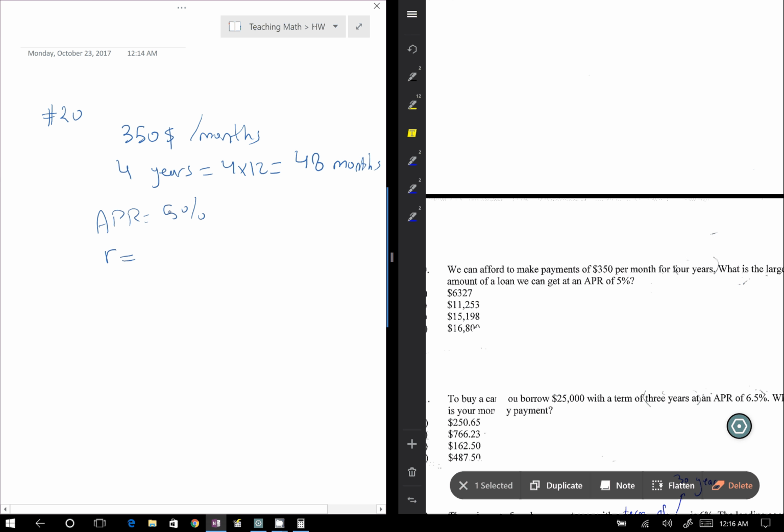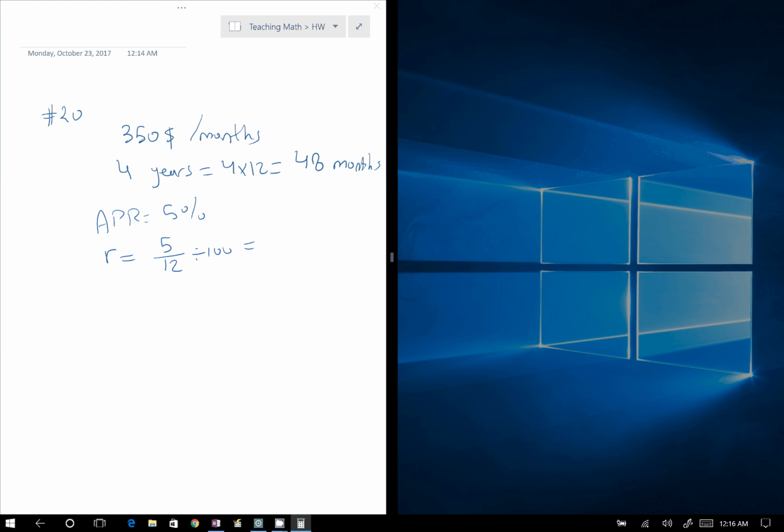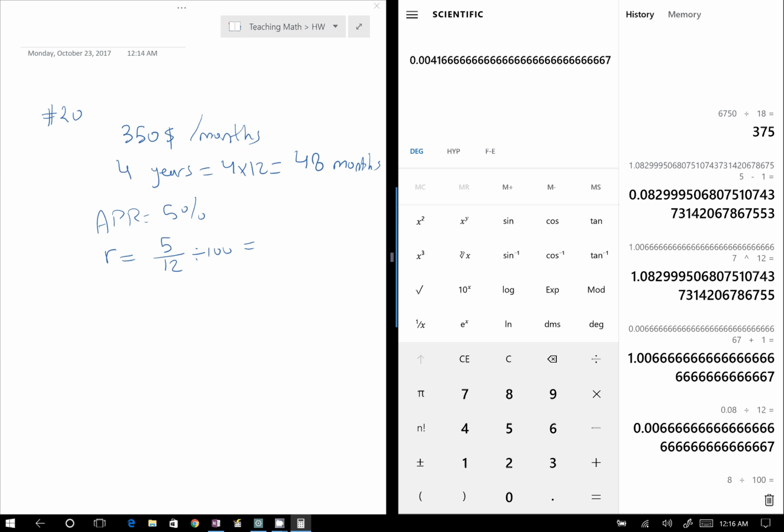So first get R. R is 5 divided by 12 divided by 100. Five divided by 12 divided by 100. 0.004167.